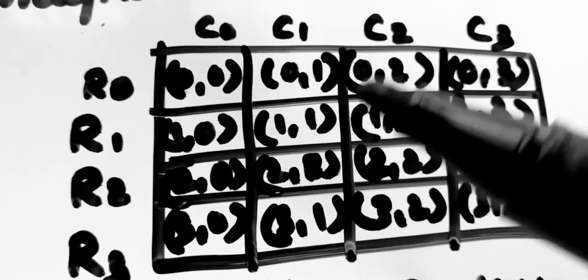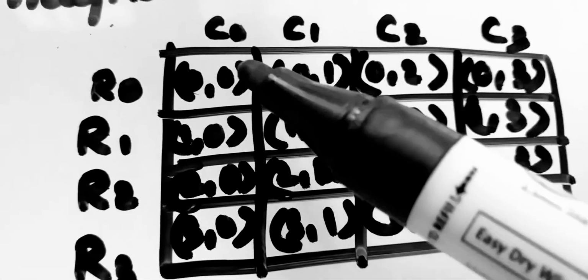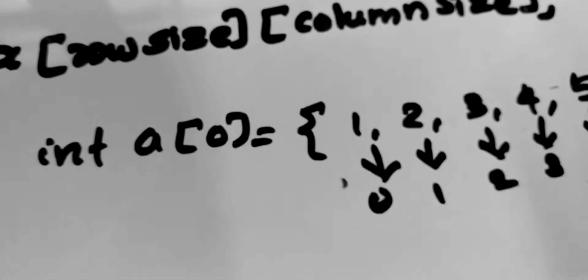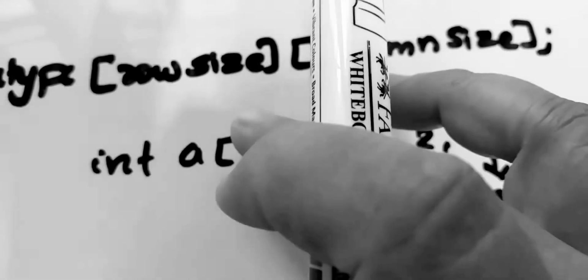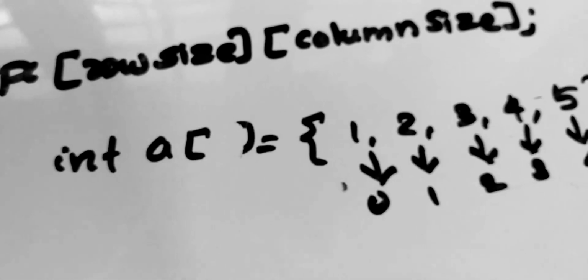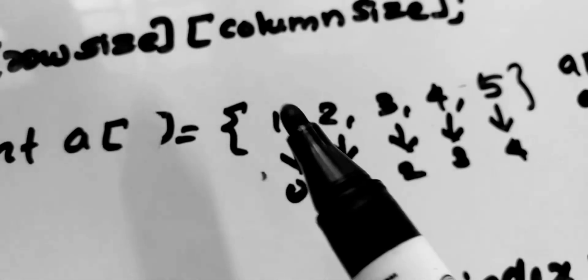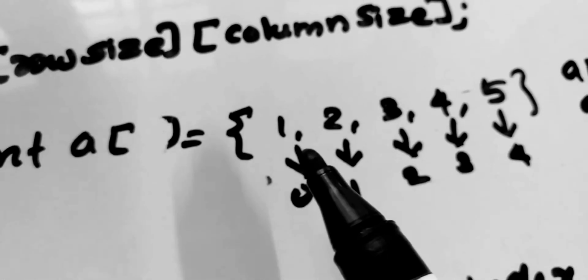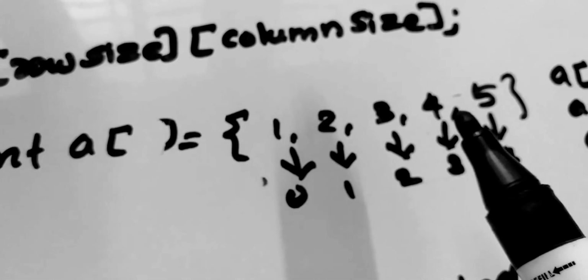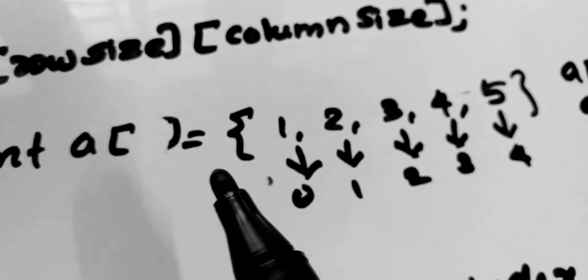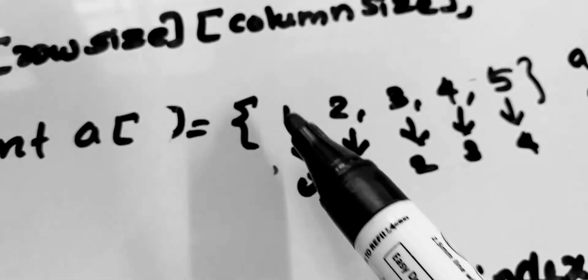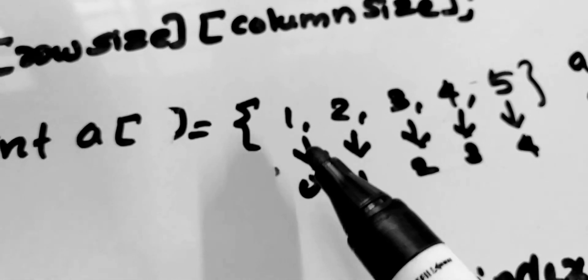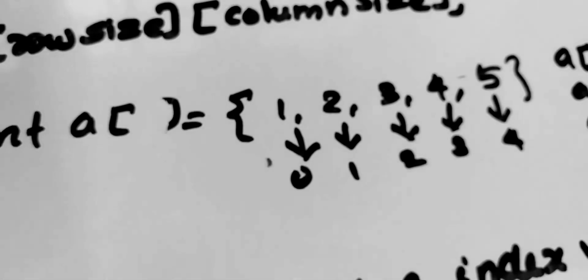Why are we giving R0 for the first row and C0 for the first column? Because when we are declaring an array, suppose let's consider this is a single dimensional array. int A equals, the elements assigned to the array are 1, 2, 3, 4 and 5. So a total of 5 elements. The array elements' positions are known as index positions.